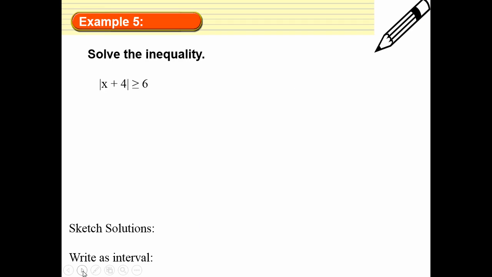All right, so let's take a look at a fifth example, last one. We're going to solve this inequality. This one has a greater than sign. So the absolute value of x plus 4 is greater than or equal to 6. Is the absolute value isolated? Yes. So we can go ahead and set up our two inequalities here. We would say x plus 4 greater than or equal to 6, and also x plus 4 with a negative greater than or equal to 6. If we solve them separately, I'll subtract 4, x greater than or equal to 2.